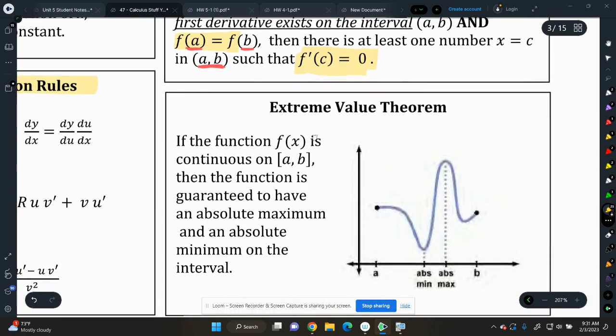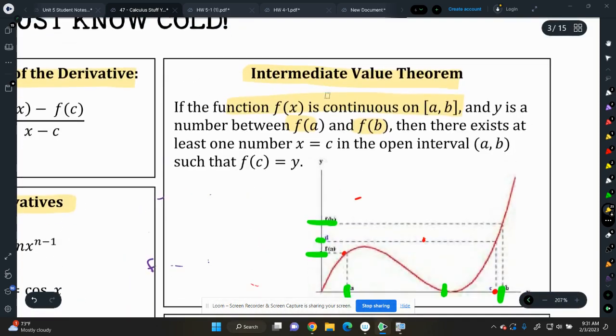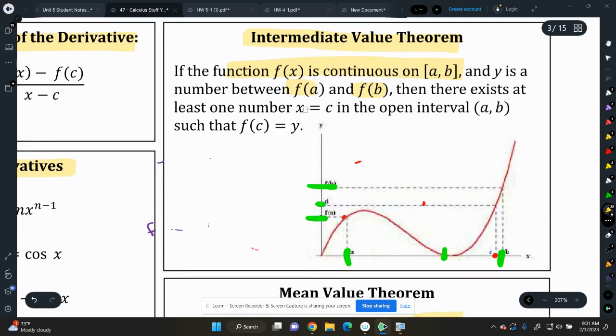And then the extreme value theorem, we're continuous on the closed interval, guarantees me an absolute maximum and an absolute minimum. Rolle's theorem proves that there is a maximum or minimum. We don't know if it's relative or absolute. The extreme value theorem guarantees me that there is an absolute maximum and an absolute minimum. Okay, so those are the four theorems that we've learned, and those are the four major theorems.